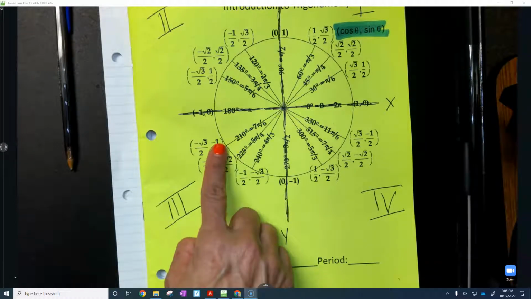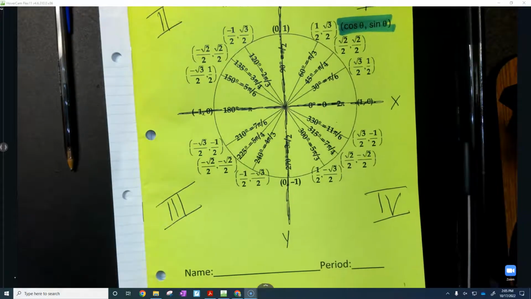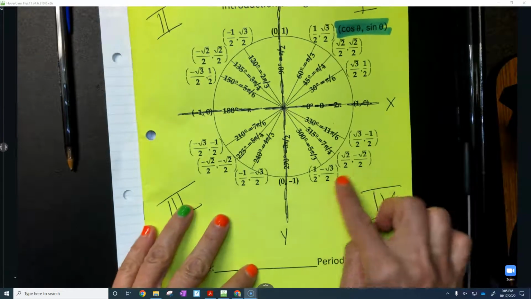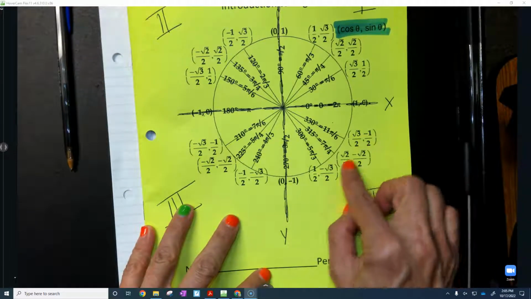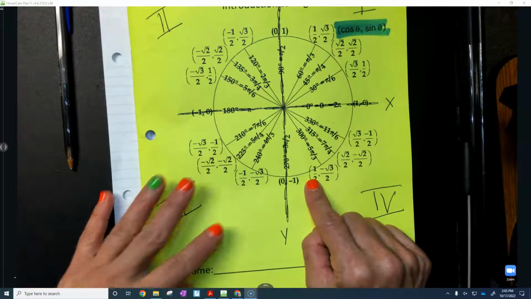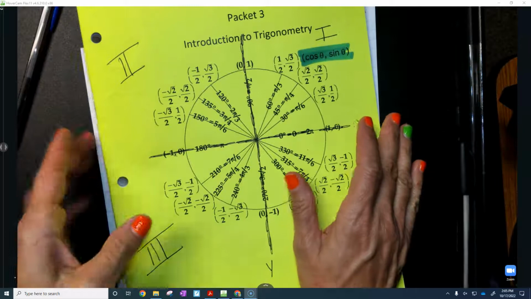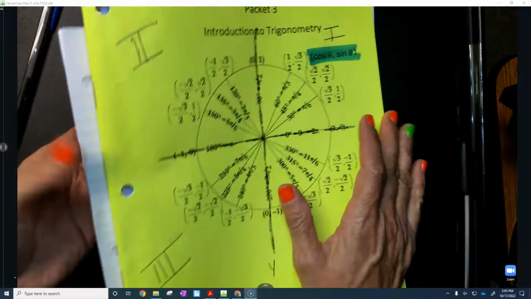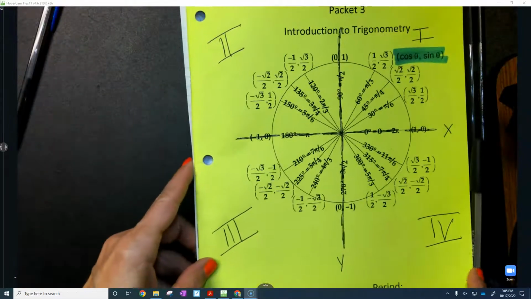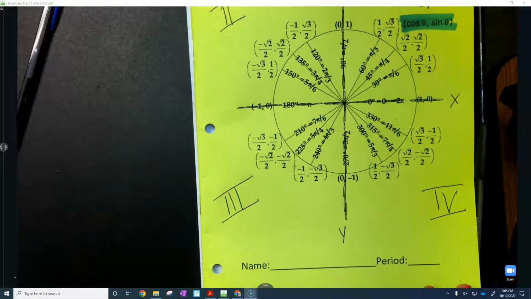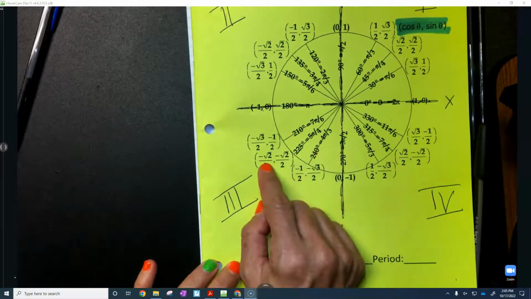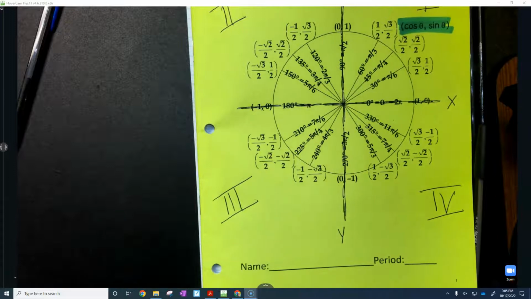This is supposed to be where tangent is positive. I'm going to talk to you about that in a second. Look at these ordered pairs. Which ones are positive? The first one's, which is cosine. Good. Now, let me talk about tangent for a moment. All right, so for tangent, remember tangent was supposed to be positive, but these are all negative.